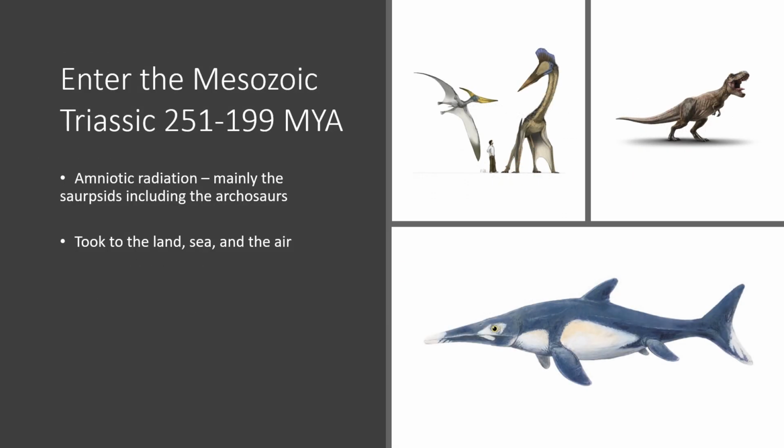Well, at any rate, we entered the Mesozoic with the Triassic, which lasted from 251 million years ago to 199 million years ago. And we start to see the sauropsids diversify, including the archosaurs. They took to the land, to the sea, and the air. So we start getting pterosaurs, ichthyosaurs, and of course, the dinosaurs.